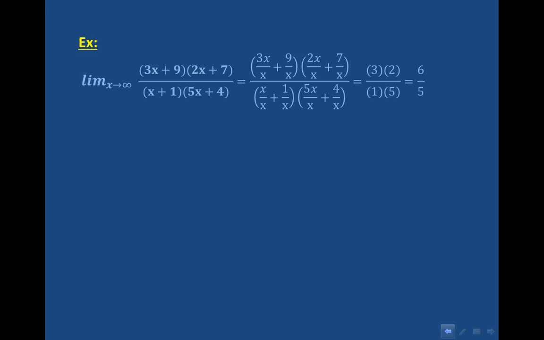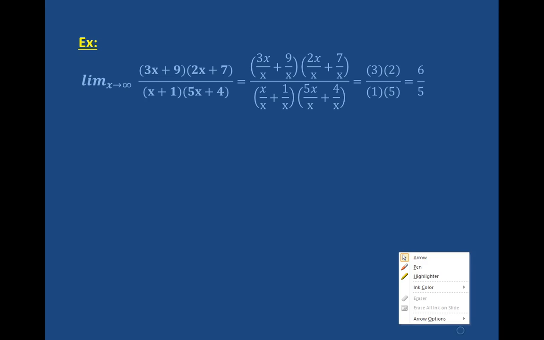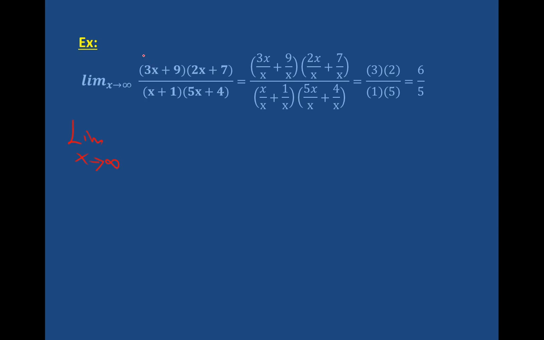I'll divide each bracket by x, which has the greatest power. Here, 3x plus 9, limit when x tends to infinity. In the first bracket, 3x plus 9, the greatest power is x. Then I'll divide only the terms of this bracket by x. And in the second bracket, 2x plus 7, the greatest power is x. Then 2x over x plus 7 over x.